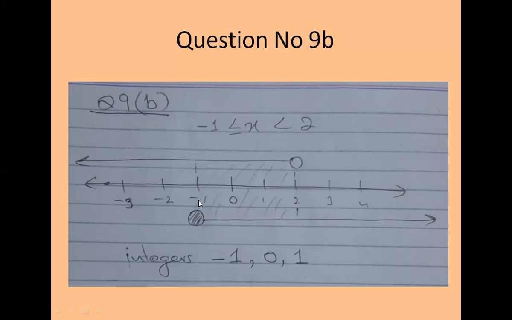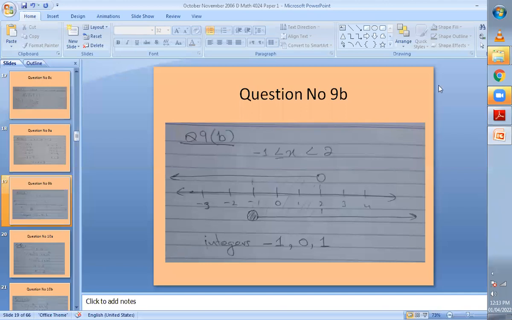So how many integers? This is included, so -1, 0, 1, and this is not included. So the integers here are -1, 0, and 1. So this is how you do question number 9 and its B part.